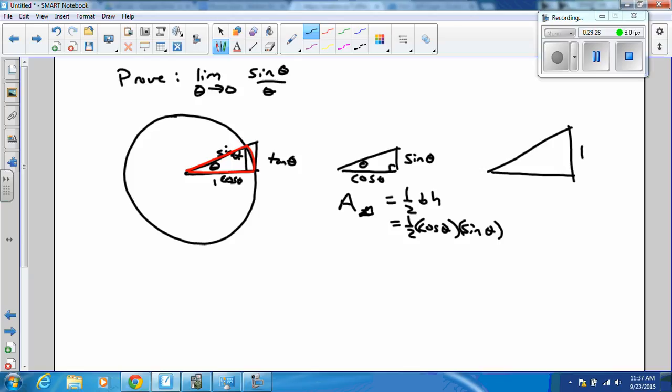Meanwhile, the outside triangle has a height of tangent theta, and it has a base of 1 because it goes all the way out to the radius of the circle. Wait, why doesn't the first one have 1, too? Because we dropped our perpendicular from this point. Good question. How did I think of this is what you're really asking. What motivated it? Not sure yet. So just go with it for a moment.